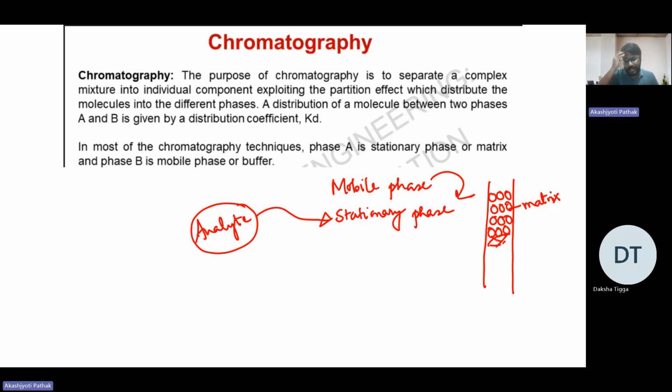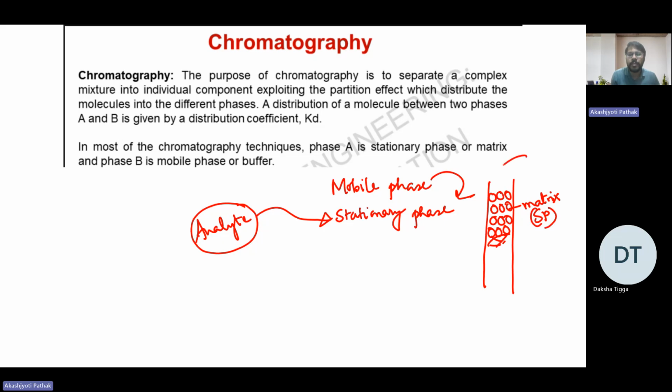So for example, Sephacryl has acrylamide molecules cross-linked with another type of polymer. Okay, so these polymer matrices have different pore sizes. Okay, or they can have a particular charge which is present on the resin. So this is basically your stationary phase.